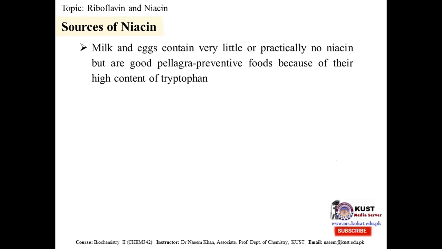Similarly, milk and eggs contain very little or practically no niacin, but they are good pellagra preventives. Why? Because they are a rich source of tryptophan. Tryptophan is present in high amounts in eggs and milk, and as we highlighted, this can be converted to niacin. So because of the high amount of tryptophan, they also have anti-pellagra activity.